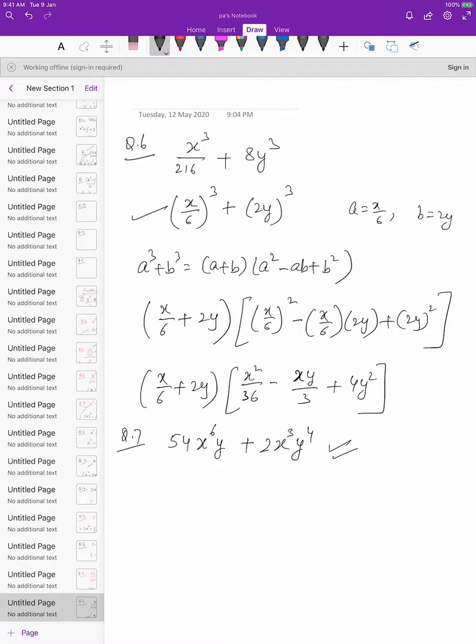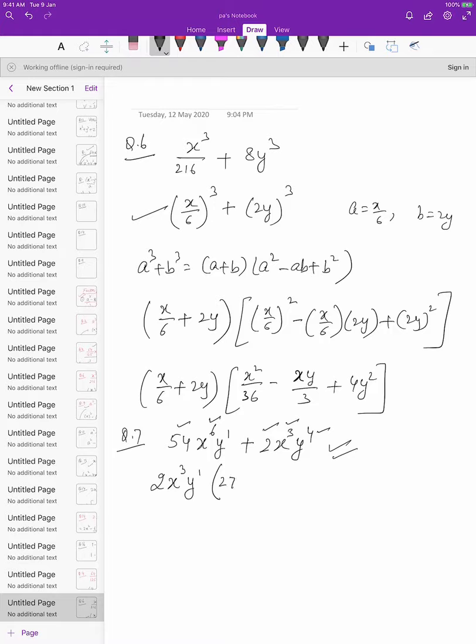So let us look at the constant numbers. If you take out 2 common, okay, then from x, here the power of x is 3, here the power of x is 6, the lowest power is 3, so we'll take it out. Power of y is 4, here the power of y is 1, so the lowest power is 1, that we will take out. Now let us see, after taking this common, what are we left inside bracket? 54, 27 into 2 will give you 54.